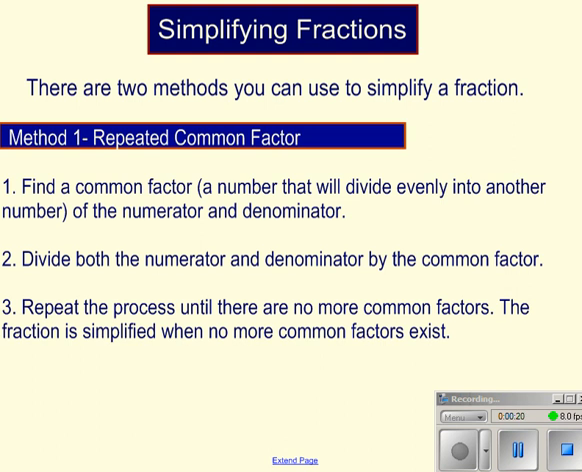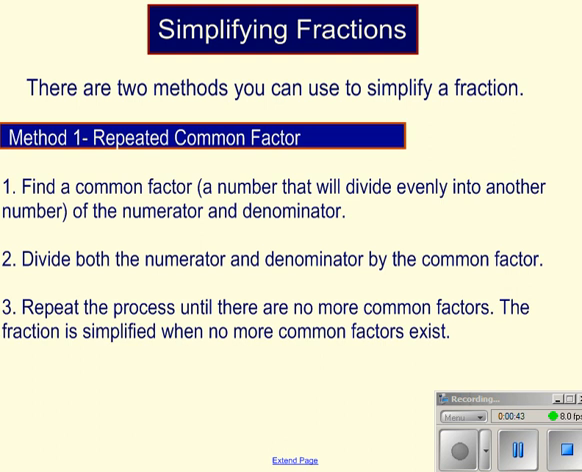Basically, simplifying fractions is you are taking a fraction and you are reducing it down to the smallest factors that still make an equivalent fraction. There are two methods you can use to simplify a fraction. You're going to want to write these two ways in your Cornell notes, so write the first one, do an example, and then write the second method.